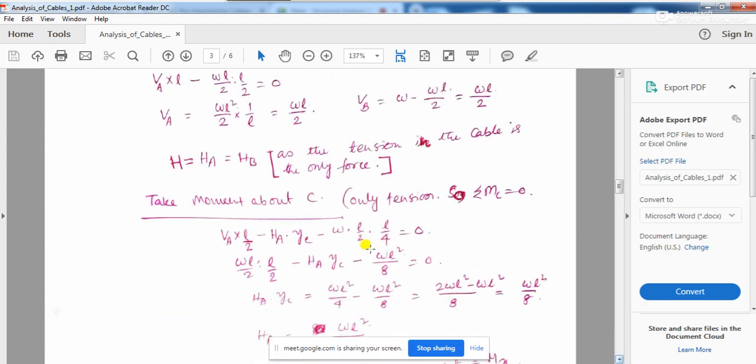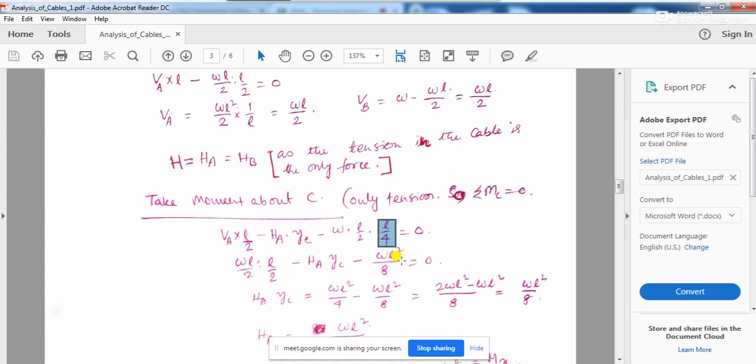So that's what is written: W into L by 2 is the load, and the lever arm of this is basically L by 4. W into L by 2 acts at the middle of this L by 2 length, so that is L by 4, and L by 4 will be multiplied. Okay, so W into L by 2 into L by 4.